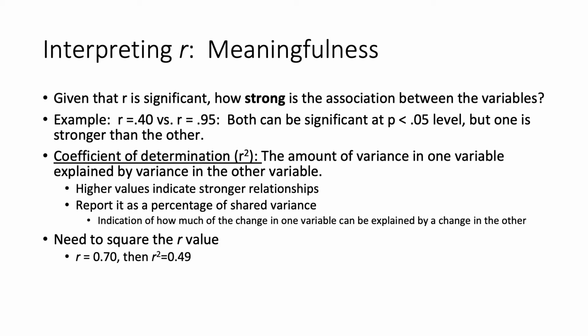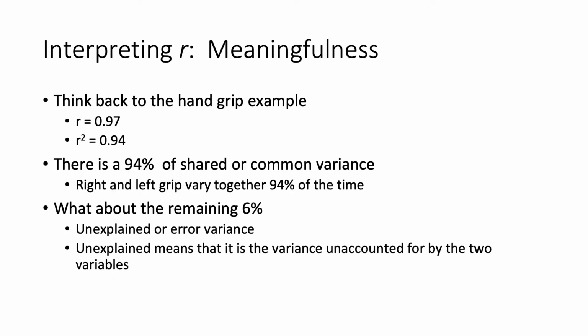So let's go back to the hand grip example where we saw an R value of 0.97, which is a very strong relationship. R squared will equal 0.94 then. This means the shared or common variance is 94%, or in other words, right and left grip strength vary together 94% of the time. So what does the remaining 6% mean? This is called unexplained or error variance.